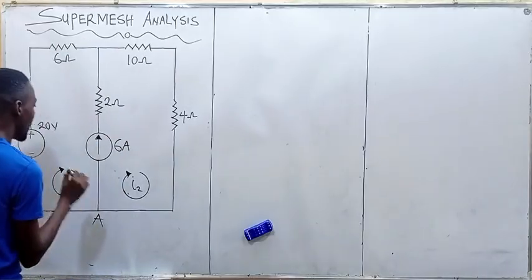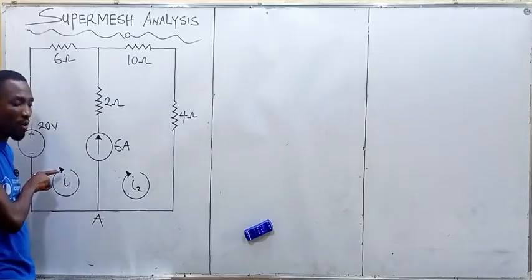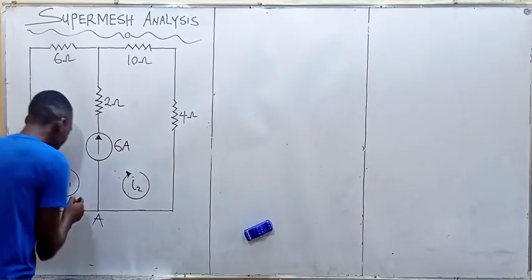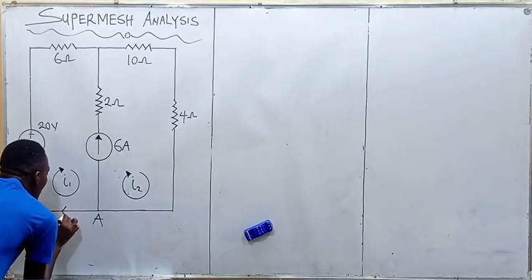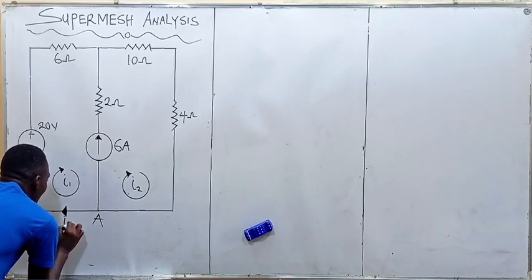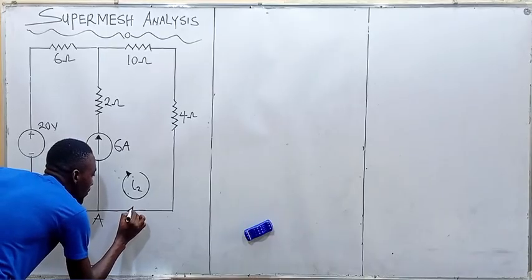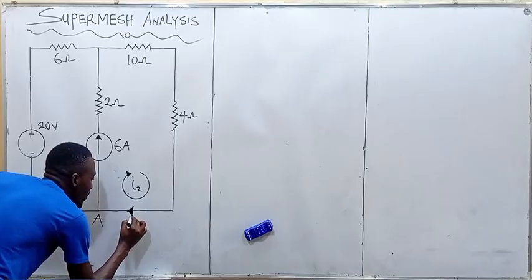Now we said current I1. Look at the direction, it's going towards this direction, right? It will be rotating like this. So we can say that this will be the direction of I1. It's going away from node A. So this will be I1. I2 is coming towards node A.